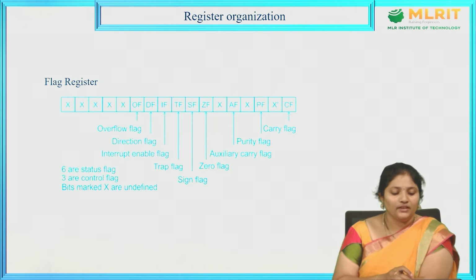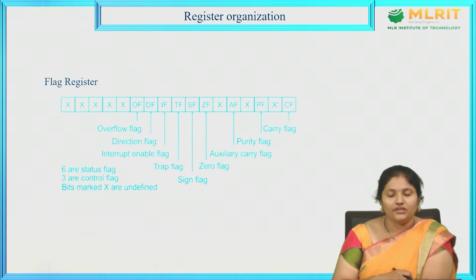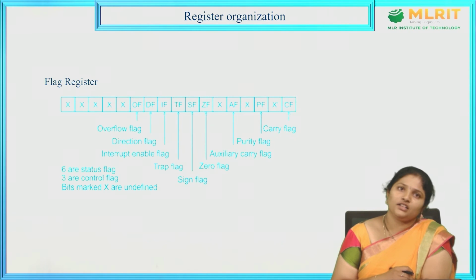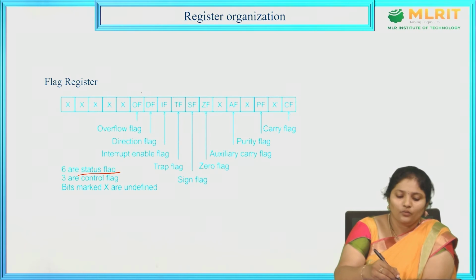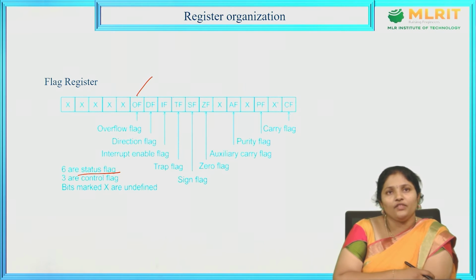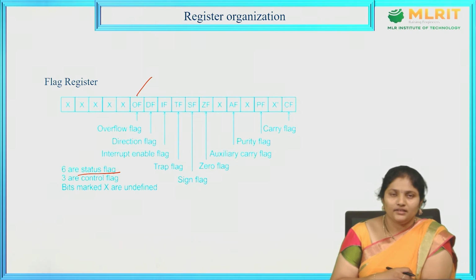And the last one in the register organization is the flag register. It is also a 16-bit flag register, but here only 9 flags are used. Out of these 9 flags, 6 store the status of the operations or the system, and 3 are control flags. Here the 6 status flags begin with the overflow flag. If the output is greater than the 16-bit register can hold, then the overflow flag is enabled.